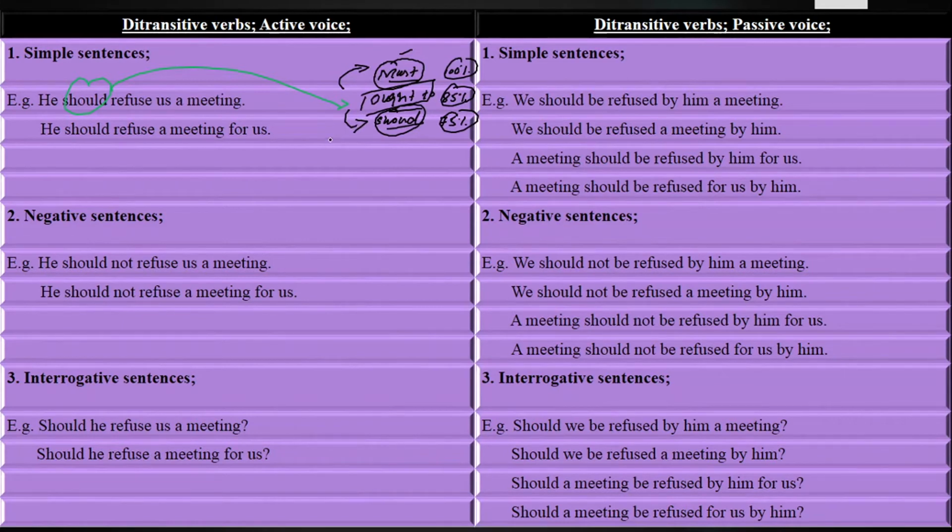Now let's start making sentences, and we have the simple sentences. Those sentences which make a simple statement are called simple sentences. He should refuse us a meeting. He should refuse a meeting for us.